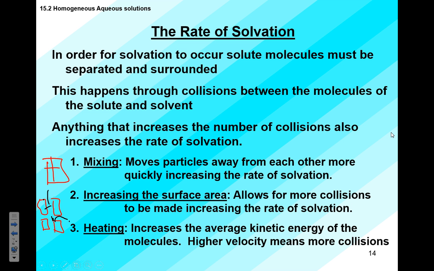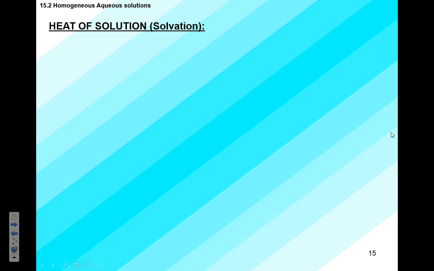And the last thing would be heating. If you increase the kinetic energy of the particles, they're moving faster. So as they dissolve, they're moving in and moving out at a quicker rate. And that's going to give you more collisions and allow more things to move more quickly through. So heating the substance can allow us to dissolve at a faster rate.